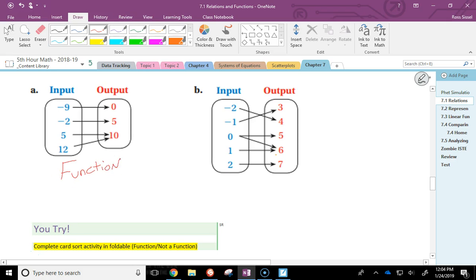When I look at this one, and I see that -2 goes to only 4. -1 goes to only 3. 0 went to 5, and it went to 6. Because that input went to two places.